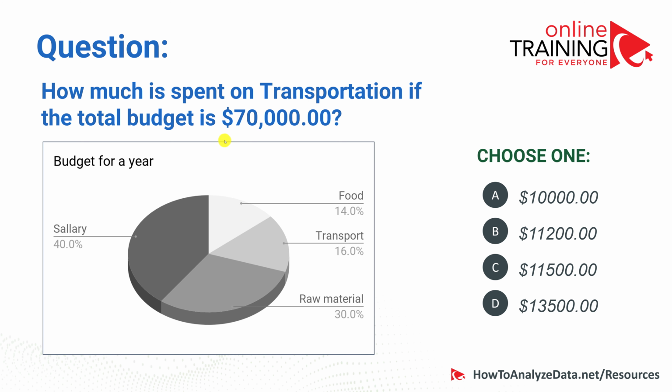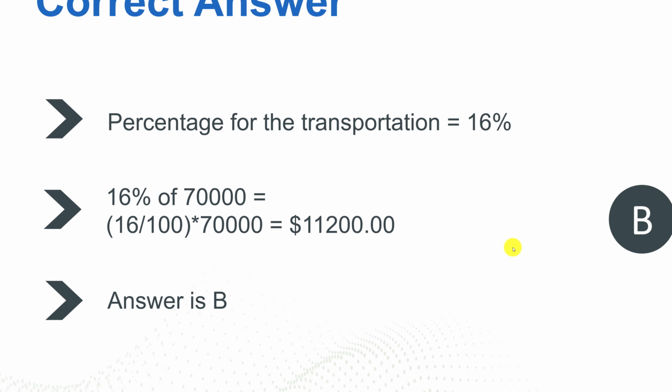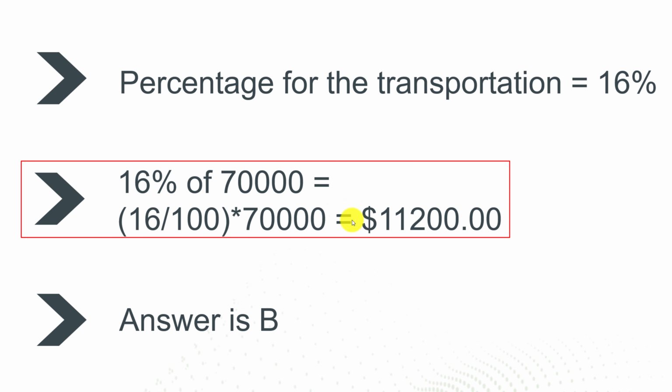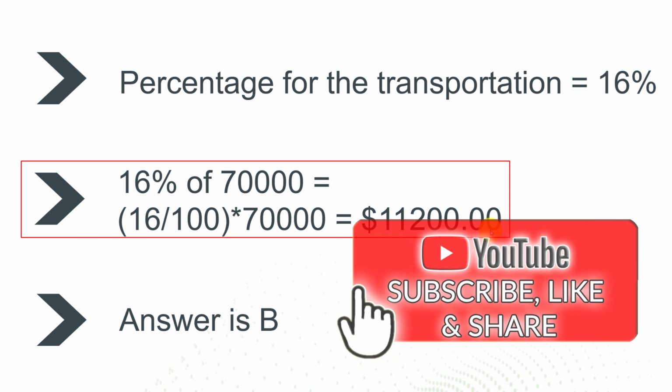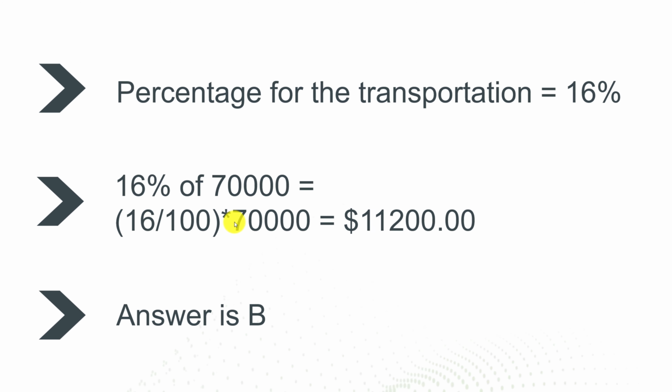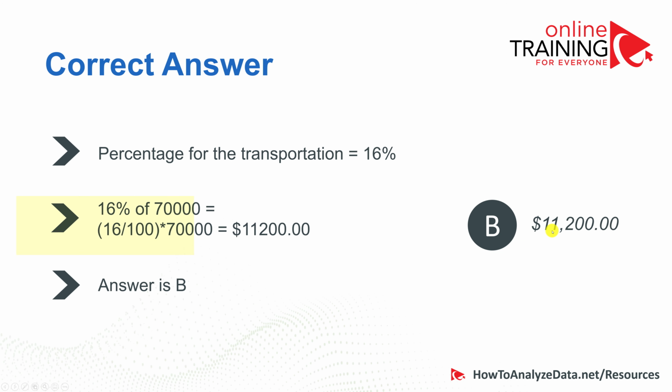To calculate the transportation budget, you need to get 16% of $70,000. Ultimately, you need to multiply 70,000 by 0.16. So let's look at the answer. Because the percentage of transportation is 16%, the correct answer is $11,200, which is calculated as 16 divided by 100, which gets you 0.16, multiplied by $70,000. So the correct choice is $11,200, which is choice B.